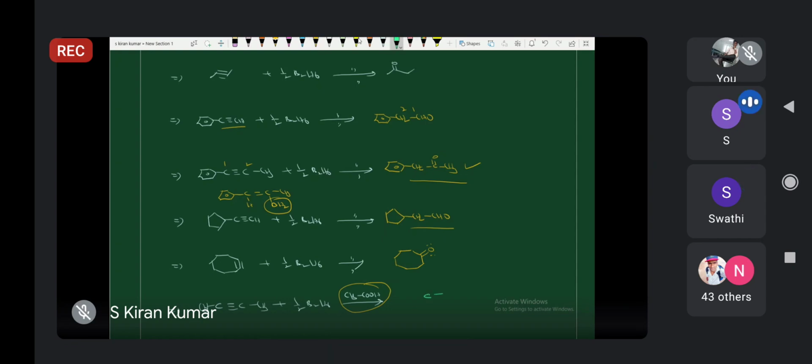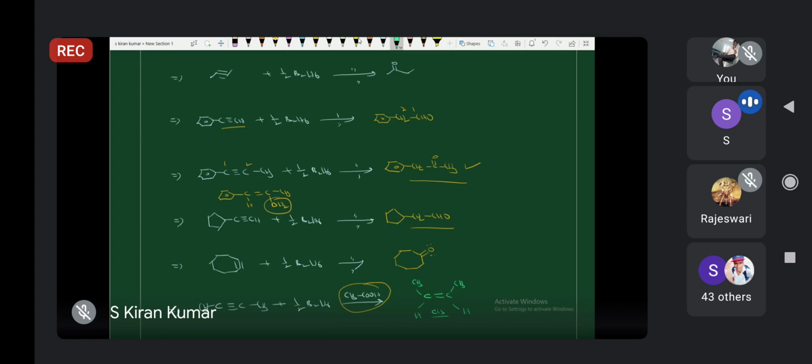Now, which addition, cis addition or trans addition here? Hydroboration, which addition? Cis addition. Therefore, we are getting cis-2-butene, with the CH3 and the hydrogen on the same side. So this is called cis-2-butene. Okay, clear? This type of question they will ask in the entrance: hydroboration followed by oxidation followed by this one.